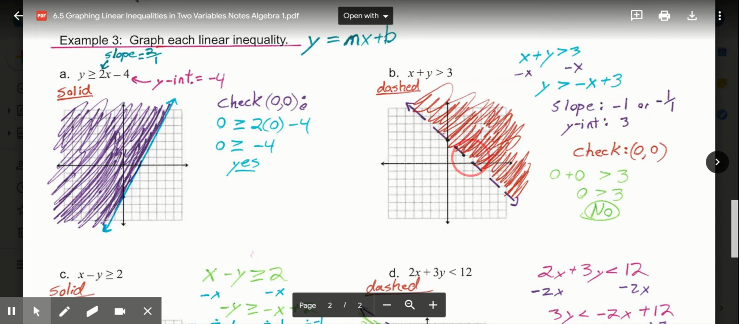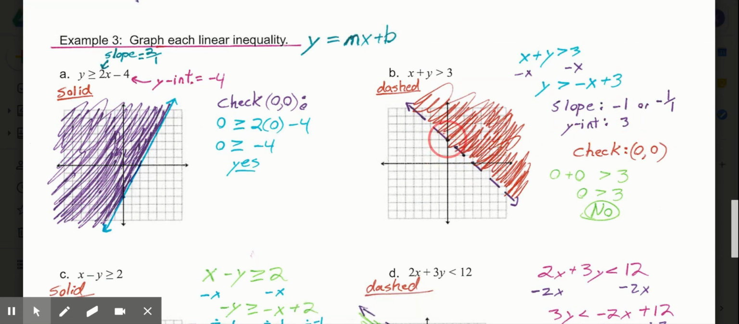So we have to start at 0, 3. So over 0, up 3 is our first point. Then we follow our slope, down 1, right 1, down 1, right 1. And we would draw our dashed line.